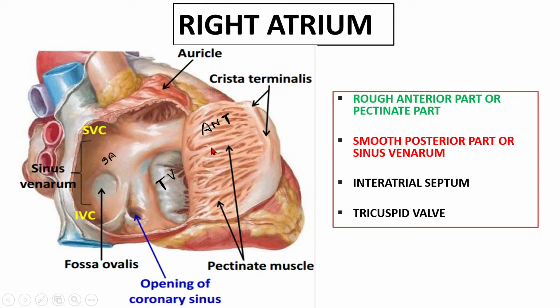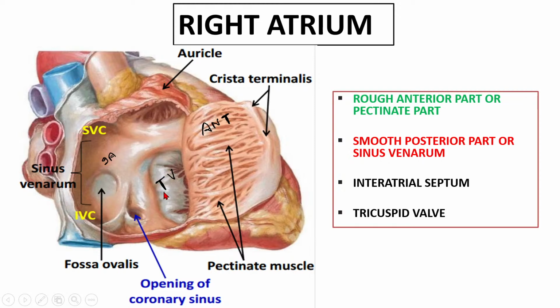Other features in the interior we can see here. This is the interatrial septum, which is present between the right and the left atrium, and on the interatrial septum, some remnants of the primitive septum as fossa ovalis can be seen. The fourth important feature in the interior is the presence of the opening between the right atrium and the right ventricle, and this opening is guarded by a valve having three cusps known as the tricuspid valve.